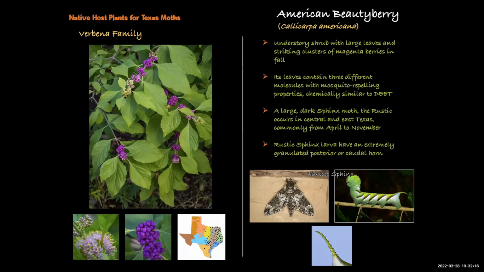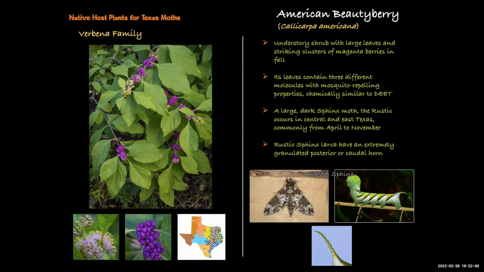American Beautyberry is one of our most favorite understory plants, with its beautiful green leaves and those striking clusters of berries that turn magenta purple in fall. Absolutely beautiful. One thing you may not know about this plant is that it contains several different molecules that have mosquito repelling properties, and they're chemically similar to DEET. So you can crush those leaves if you're out in the field and rub them on your skin, and it may protect you from getting insect bites.